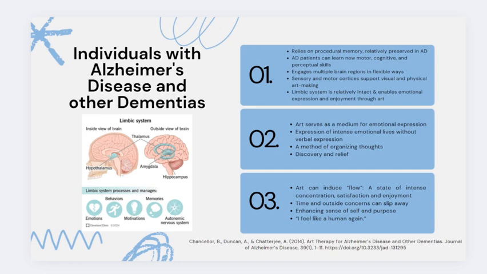The second point that really makes individuals with Alzheimer's a suitable target client for this therapeutic modality is that art serves as a medium for emotional expression. At this time, specifically for individuals who are experiencing forms of dementia, it can be quite isolating. So having this expression of the intense emotional experience without needing the words for it can be very therapeutic in itself. It's a way to organize their thoughts and find discovery and relief.